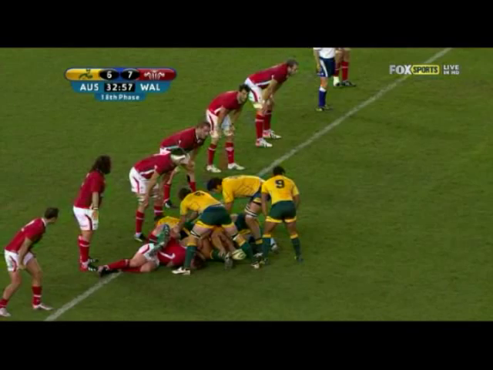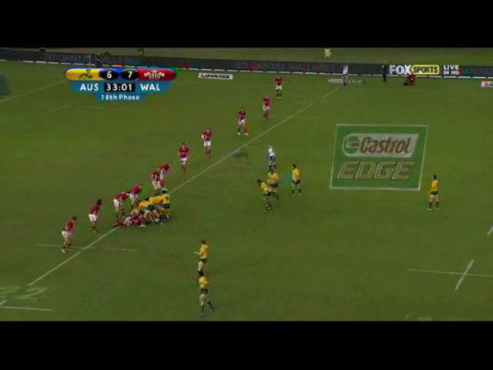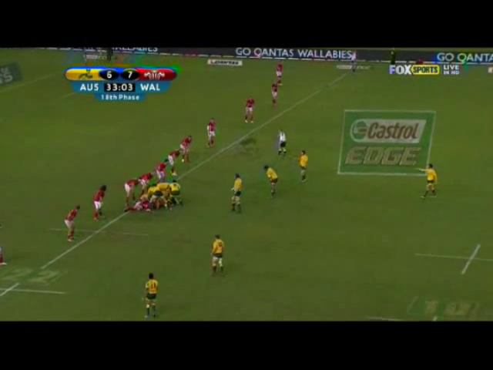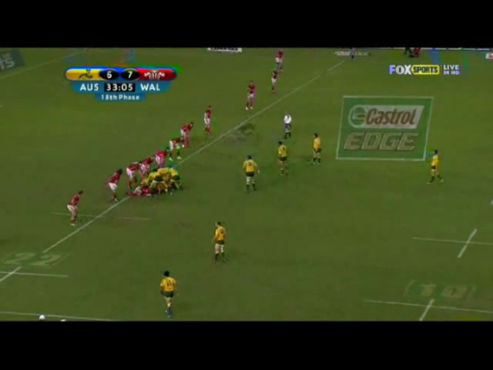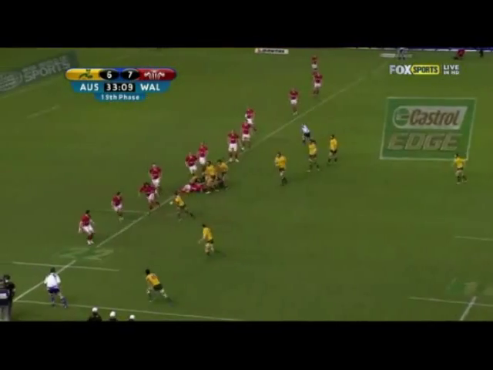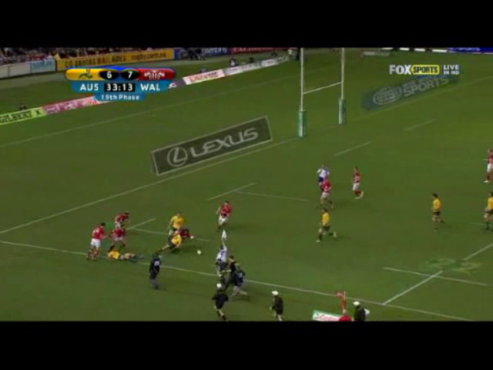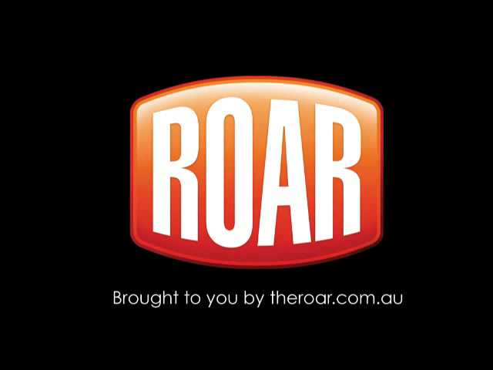After the forwards take an eternity to get realigned, Genia decides to try the short side. But the Welsh have had plenty of time to set up for that option and defend it easily. After 19 phases of fairly uninspiring attack, it's a very soft turnover by the Wallabies. If these are the sort of attack patterns the Wallabies are going to use against the All Blacks, it's not going to be much of a contest.